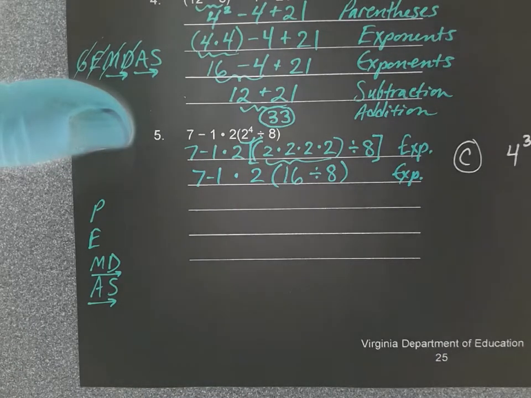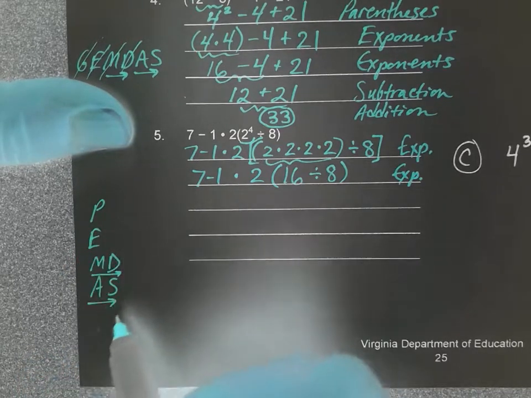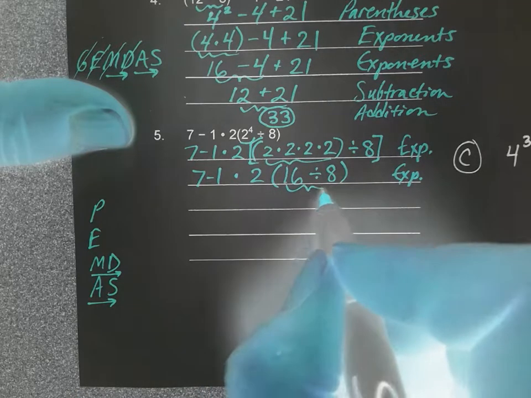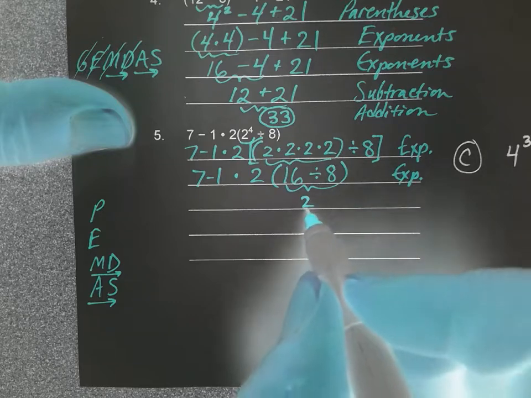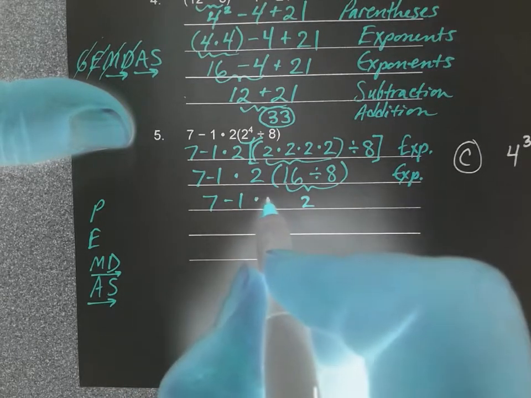All right, looks like I've got it. Well, what comes next? There's still more parentheses, and what's inside now? Well, we're left with division, so let's go ahead and look at that next. What is 16 divided by 8? The answer is 2, because I know 2 times 8 is 16. Let's bring everything else down the way it is.